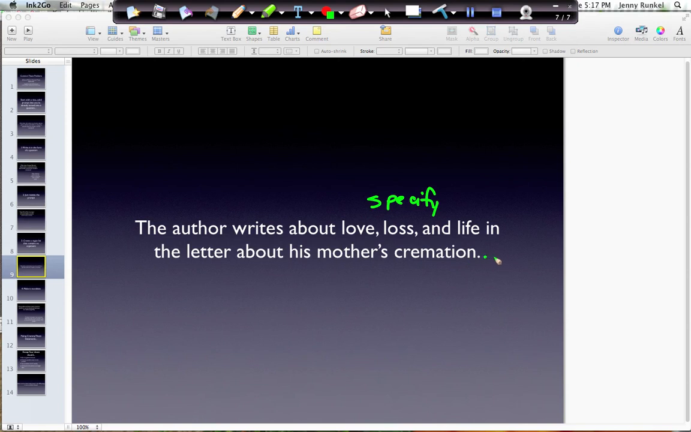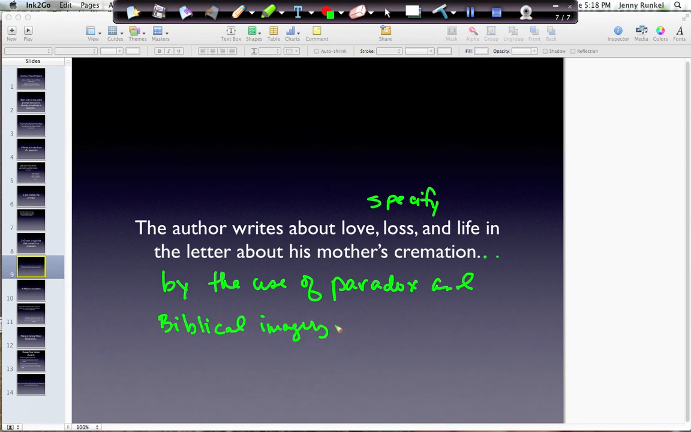I wouldn't end the sentence here. I would say the author writes about love, loss, and life, about his mother's cremation, by the use of, and then I would talk about some of the literary evidence that we use, by the use of paradox and biblical imagery or allusions, whatever it is you decide to discuss.